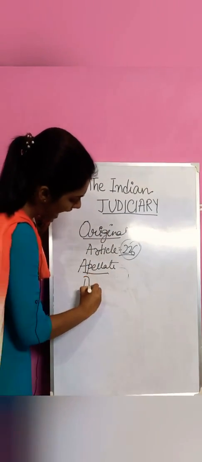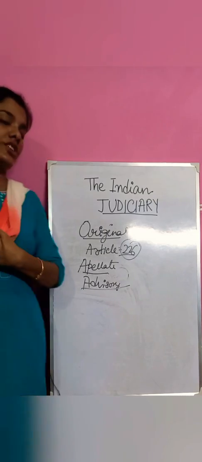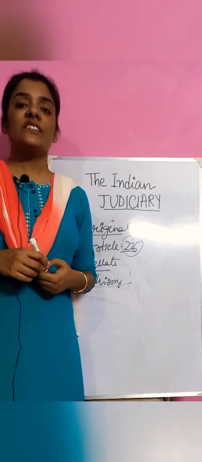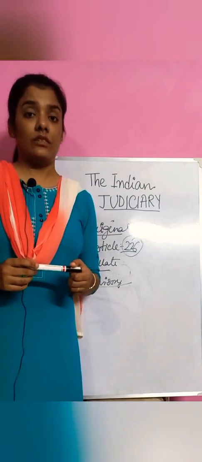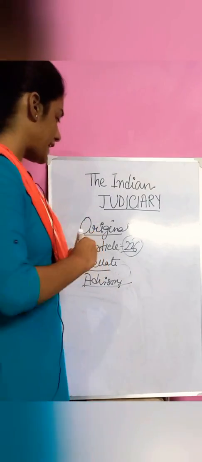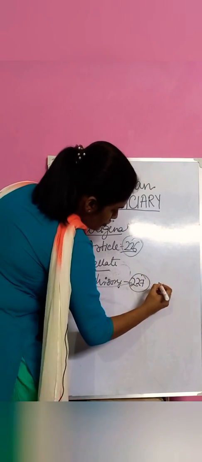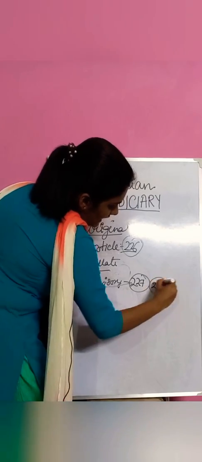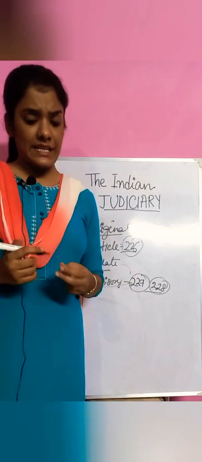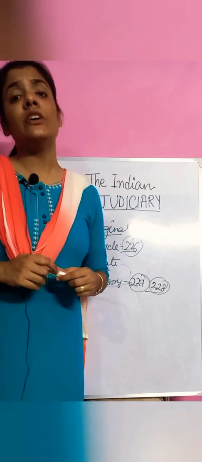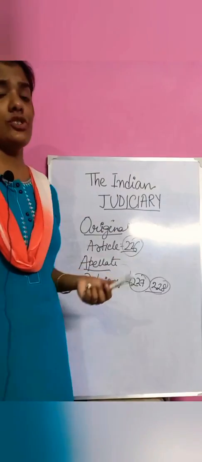Next we will discuss the advisory jurisdiction of the High Court. Under the advisory jurisdiction, the High Court can give suggestions to the subordinate court. Articles 227 and 228 deal with the advisory jurisdiction of the High Court, and they clearly state that the High Court can act as a supervisor or superintendent for the subordinate courts. So, these were the jurisdictions of the High Court.